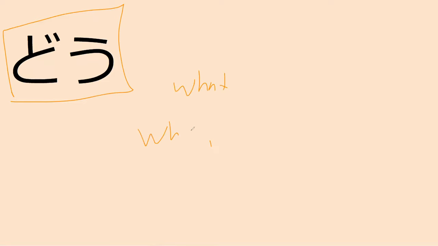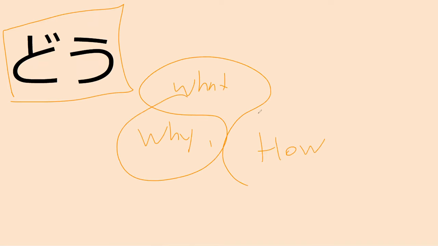Perfect. Hi. Do you know what shokuji means? Shokuji. It's a meal. It's one of the many ways to say meal in Japanese. Shokuji. Dou is a really hard word to translate for native speakers because it means what, it also means why, and it also means how. It means all of these. And whichever meaning it gets is dependent on context, basically.